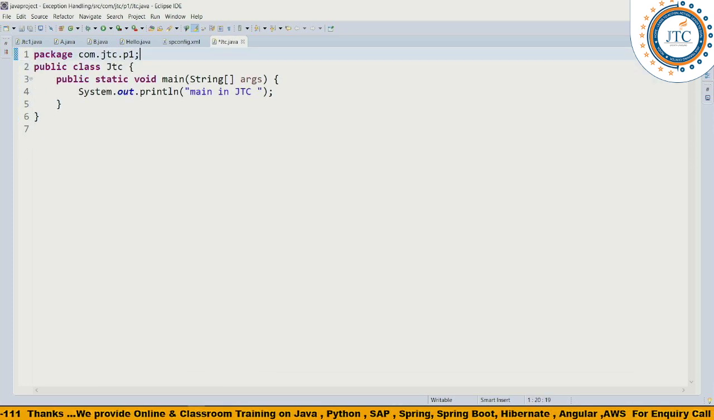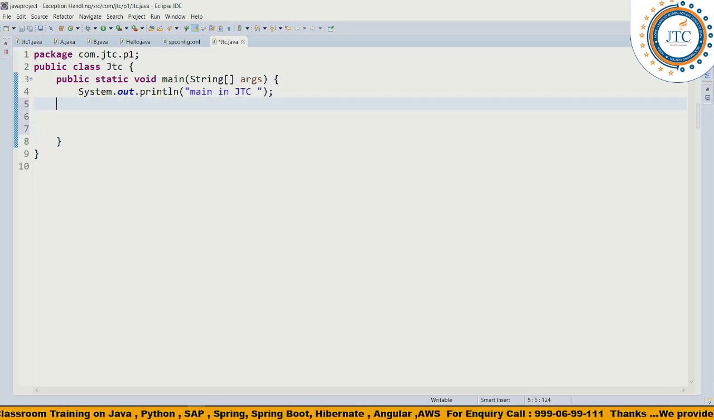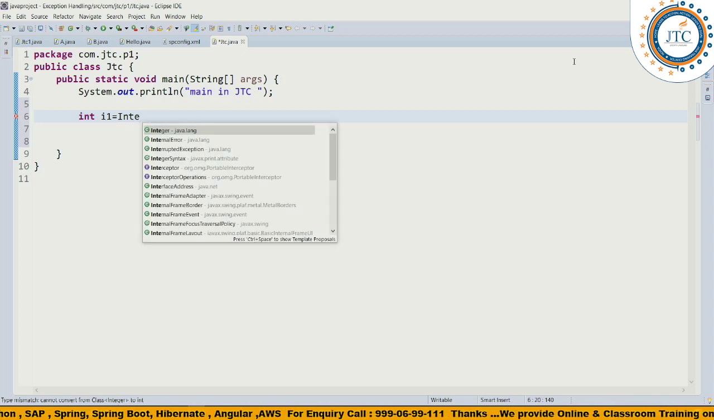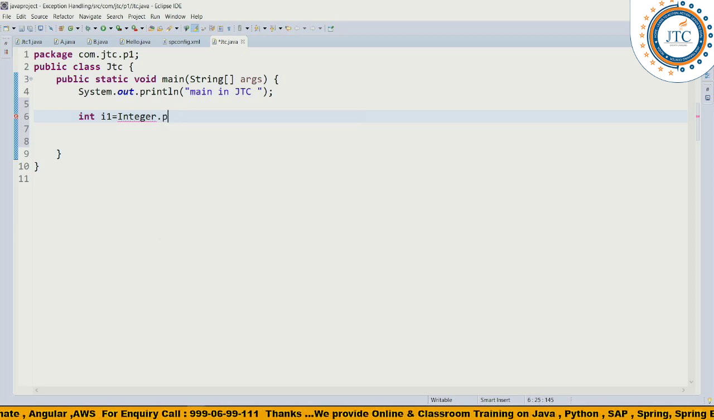So guys, what I want to do here first is write one program. First, int i1 is equal to Integer.parseInt. When you are attending these classes on exception handling, I'm expecting that you already know what exactly Integer.parseInt does and how it processes. Here I will write args of 1.